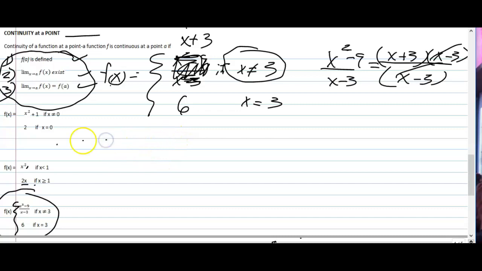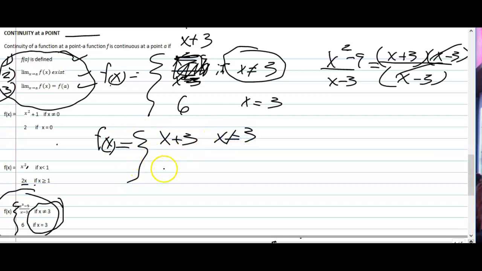So the first thing we need to do is determine if it's continuous at a point, and if it fails to be continuous, then it's probably going to fail at x equal to 3, because that's where the function starts doing some strange things. So the function f of x is actually equal to x plus 3 as long as x is not equal to 3. Otherwise, at x equal to 3, the function is equal to 6.